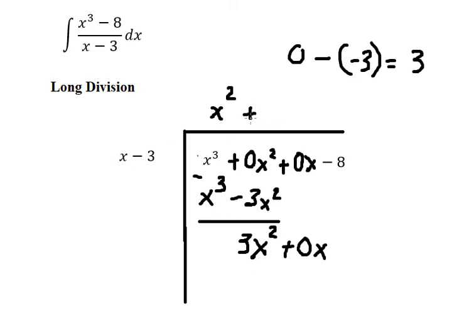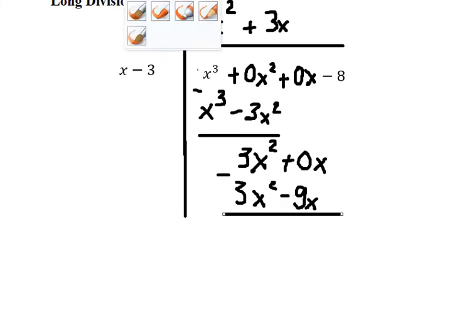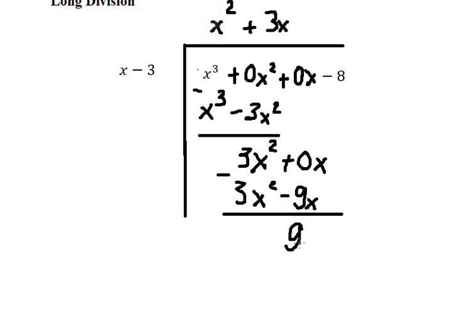So we need to multiply by 3x. 3x with x we have 3x squared. 3x with negative 3 we have negative 9x. We minus the 2 equations. So this one minus this one, they cancel. 0 minus negative 9, we have positive 9. And I will put negative 8 going here.